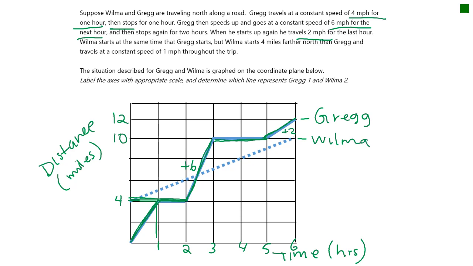Alright, and then they tell you Wilma starts at the same time that Greg starts, right? They start at 0, right? They both start at the same time, which is 0. But Wilma starts at 4 miles farther north than Greg. So Greg started at 0 miles, Wilma starts at 4 miles. And it makes sense with my graph, right? And then it says that she travels at a constant speed of 1 mile per hour throughout the trip. She never stops, she never changes speed, so there you go. 1 mile per hour. And that's all we have to do. We label our x or y, we identify who's who, and we label our numbers.